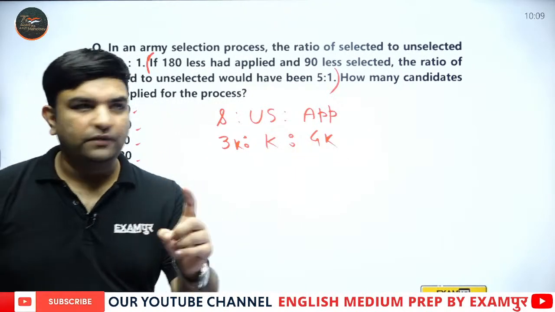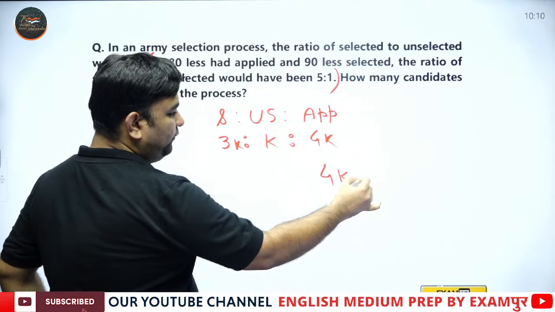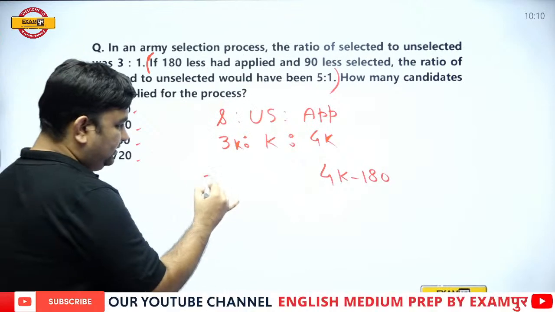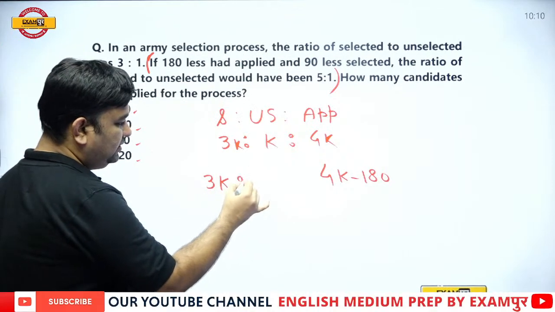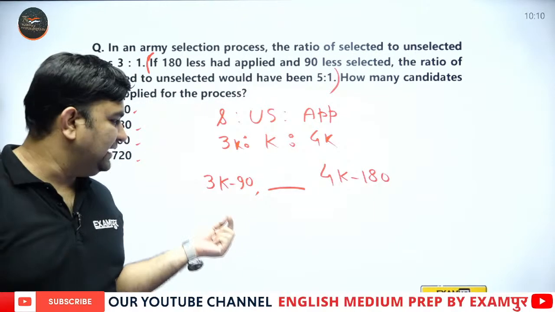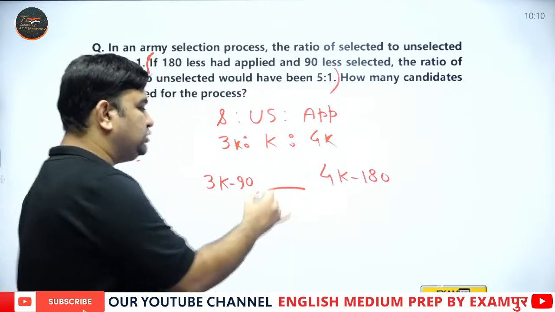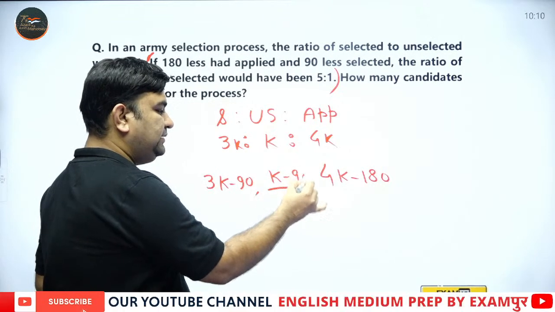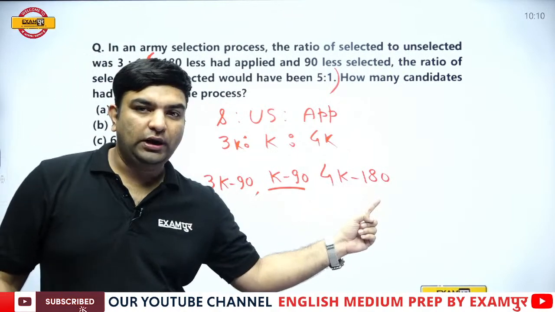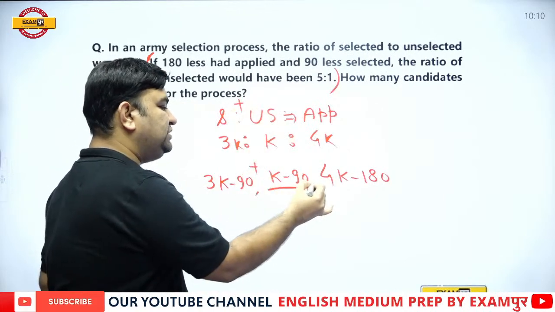Now read the condition very carefully. 180 less applied, so new applied is 4k minus 180. 90 less selected, 3k minus 90. What should be the value of unselected? It should also be minus 90, to make it minus 180 over here, because this is the summation of both. So the summation of these two should be equal to these two.